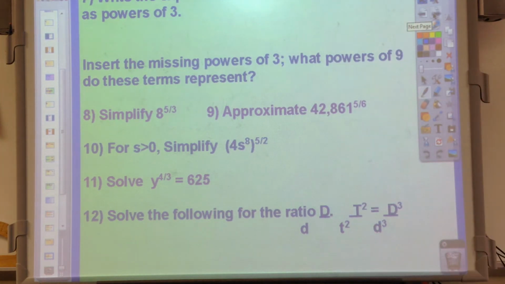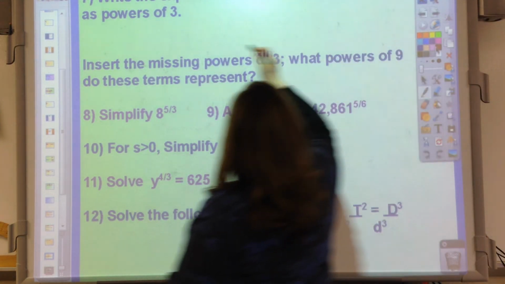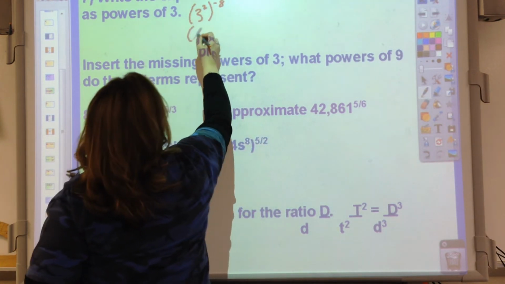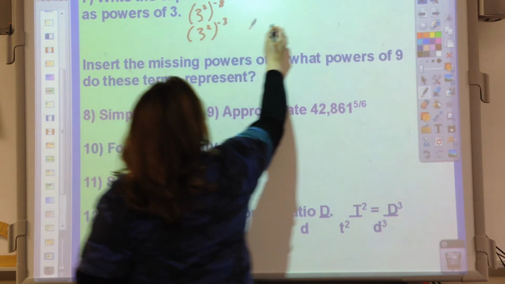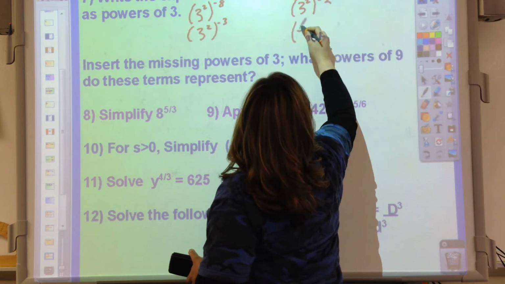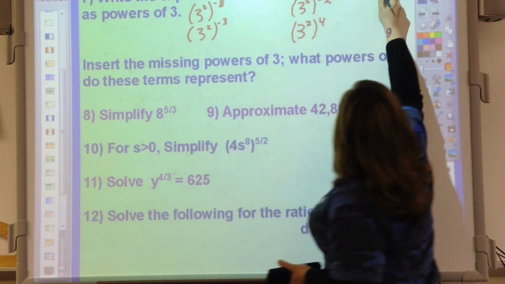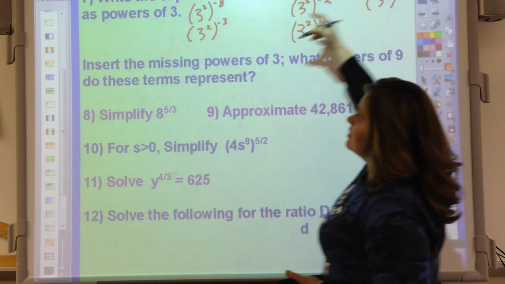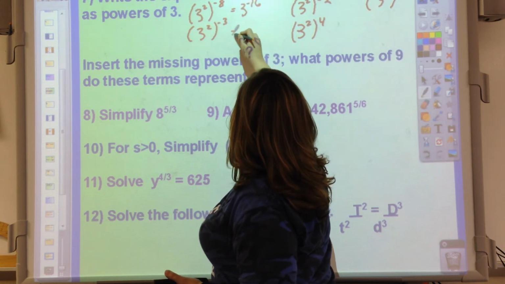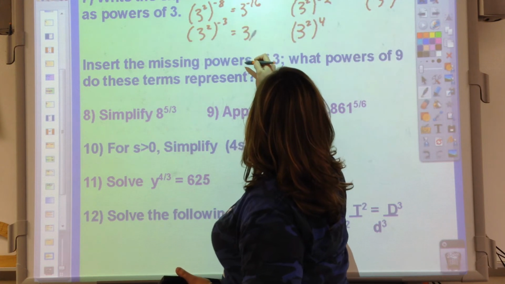All right, if I want to write the expressions 9 to the 4th, 9 to the -4th, 9 to the -3rd, and 9 to the -1/2 as powers of 3, I am going to first write 3 squared to the -4th, 3 squared to the -3rd, 3 squared to the -1/2, 3 squared to the 4th, and 3 squared to the 7th. Here I'm going to get 3 to the -16th.